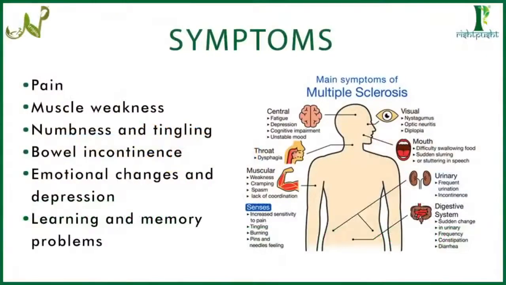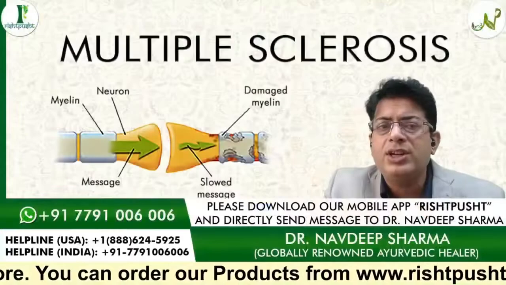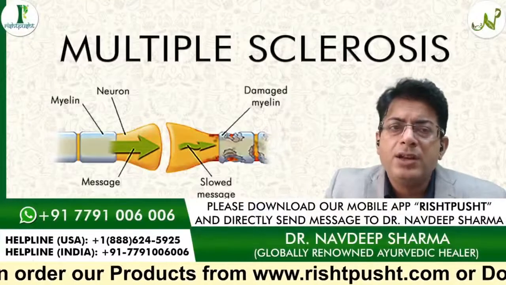Going further in the symptoms, the person will have pain, muscle weakness, numbness and tingling, bowel incontinence. Now that again is a problem. A patient of multiple sclerosis will have bowel incontinence. He won't be able to control the natural urges of defecation, urination. Then emotional changes and depression are a very common feature, and learning and memory problems are also there when a patient is suffering from multiple sclerosis.